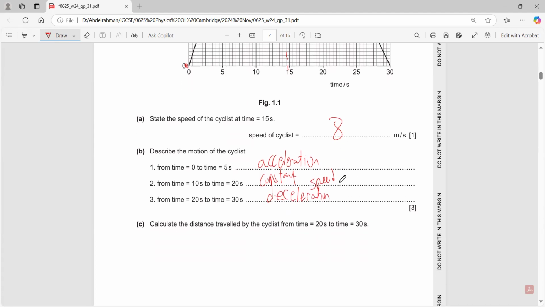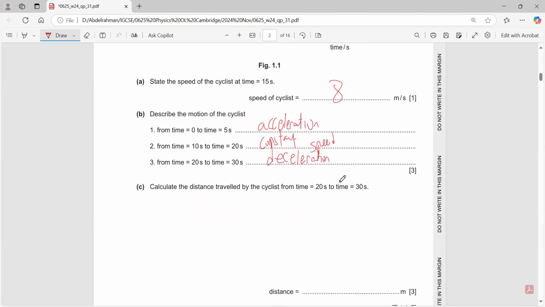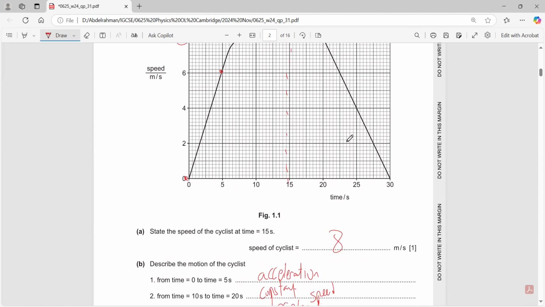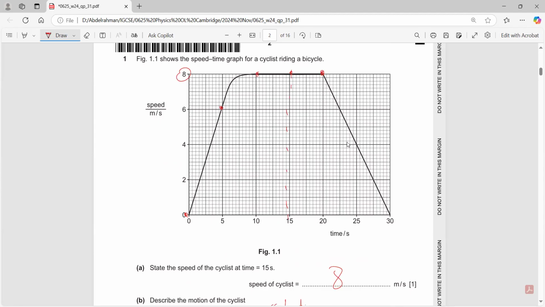Speed was decreasing. Calculate the distance traveled from time 20 to 30. What was the distance traveled from 20 to 30? Can I find the distance? Yes, we have to write down the area under the graph. And this area is what? This area is a triangle. So half times base times height, half times 8 times 10.